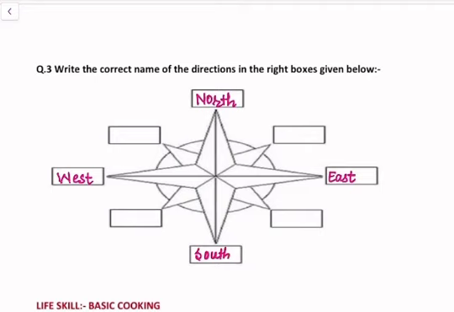Between north and east, we will write northeast, and in between east and south, we will write southeast. Between west and south, southwest. Between north and west, northwest.